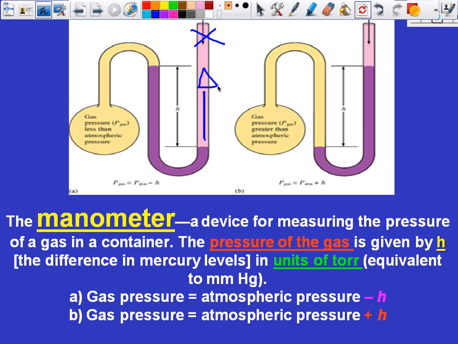So the pressure of the gas is given by H, and again, what is it talking about? H, basically it's this distance that it has traveled. The difference in mercury levels in units of torr, and again, remember, torr is named after Torricelli. He's the guy that invented this thing. So gas pressure equals atmosphere pressure minus H, or plus H. But again, this is just another way to look at it.